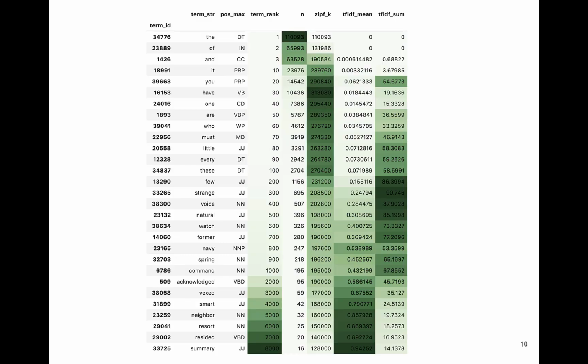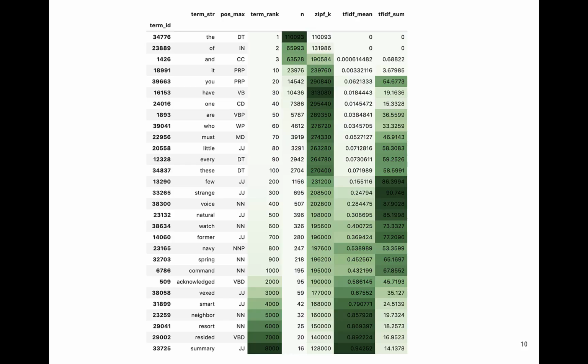So a quick look at some examples from our corpus. Here we're looking at the corpus, the tokens, or actually the terms in the corpus, sorted by their term rank. You can see that's sort of the middle column there. So term rank is what we talked about when we learned about Zipf's law.